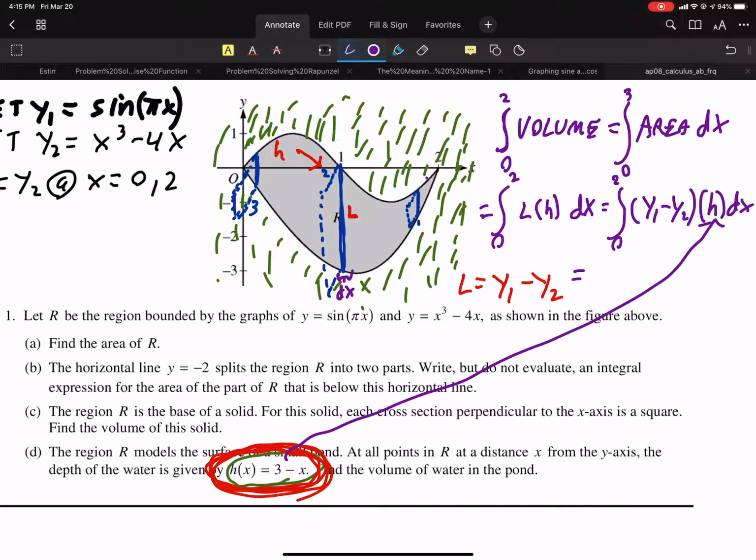No! Why is it different from theirs? I am sad. I am confused. Something is wrong. y1 minus y2, 3 minus x. Okay, let me try that again. I don't know what happened.